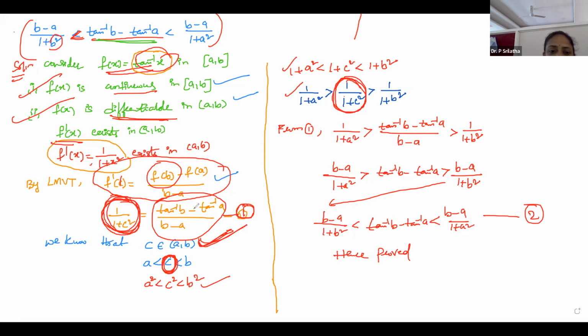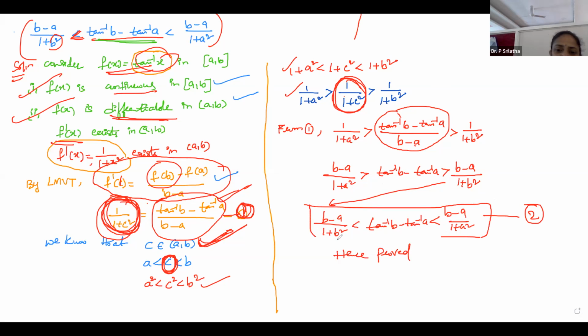Okay, so from equation 1, we have to substitute the value of 1 by 1 plus c square. That is nothing but tan inverse b minus tan inverse a divided by b minus a. After simplification, we can prove our equation. Now let us consider this is equation 2, because here we have two deductions, right? Isn't it?